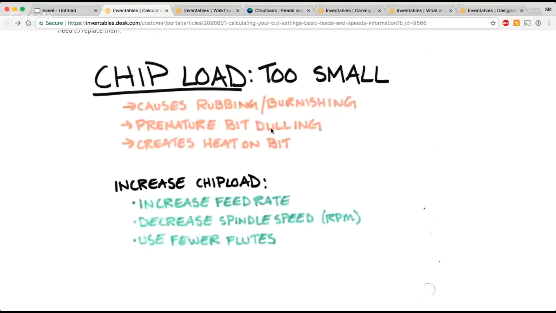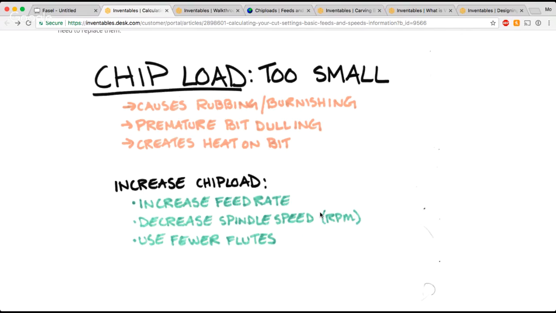I know I just talked a bunch about that, but it's complicated. So here's a summary: if your chip loads are too small, you're going to get this rubbing and burnishing, you're going to dull your bits, and you're going to create too much heat. So the best way to increase your chip load is to increase your feed rate and decrease spindle speed. If you're running your machine at a higher speed than the number 1 setting on the DeWalt, I would recommend decreasing your spindle speed. Again, how quickly the rest of the components of the X-Carve can move in order to keep up with some of those RPMs is not going to be the best way to get a carve done quicker.